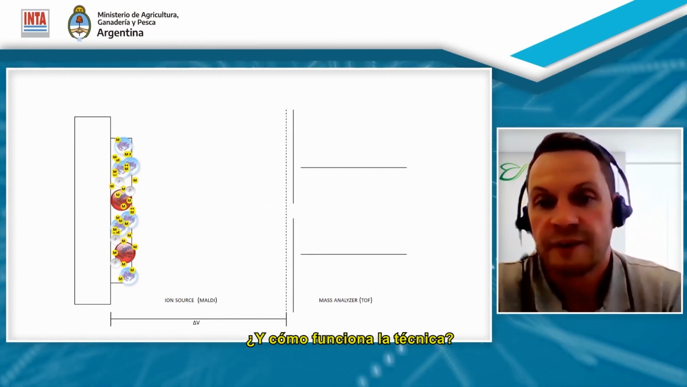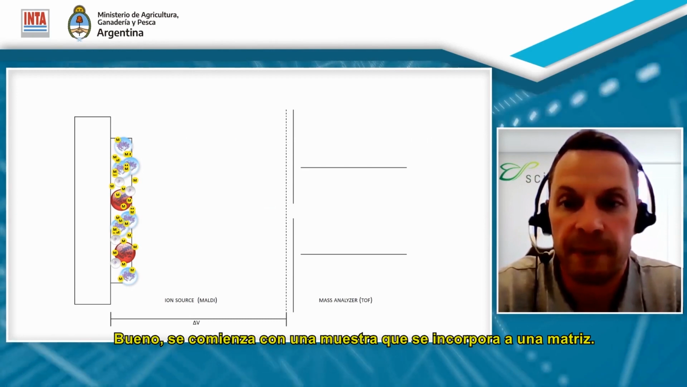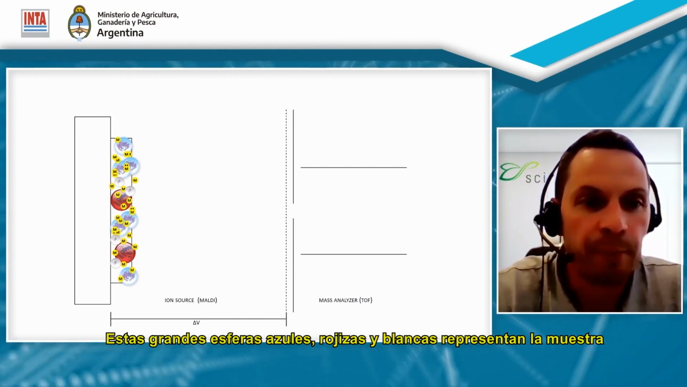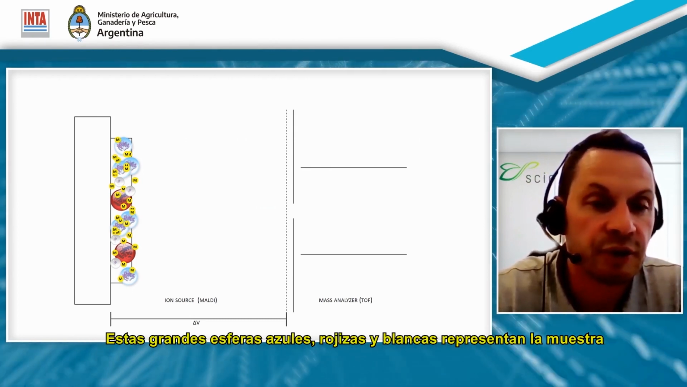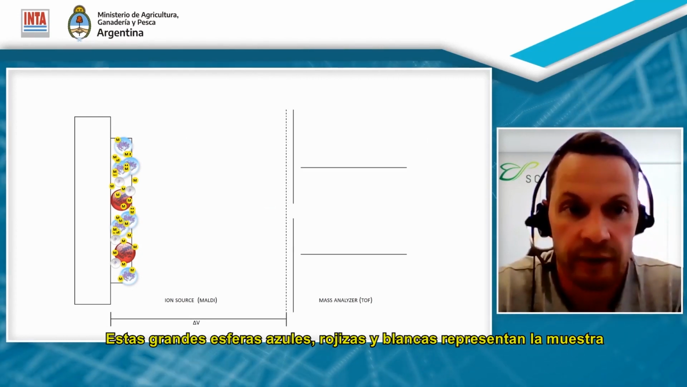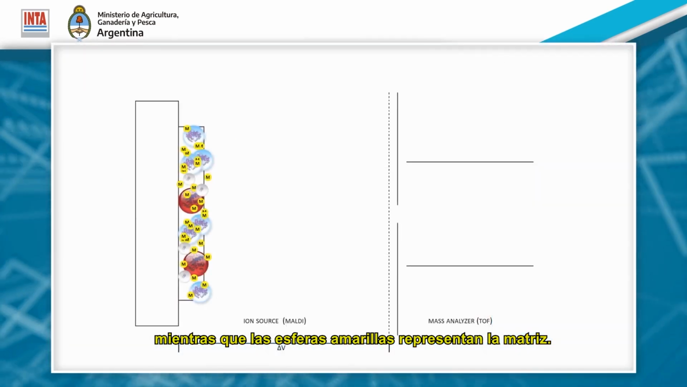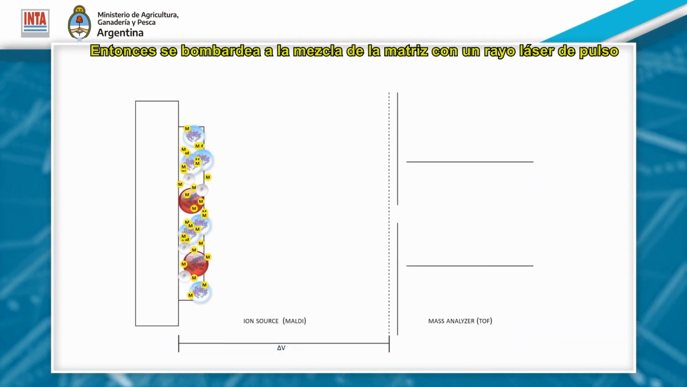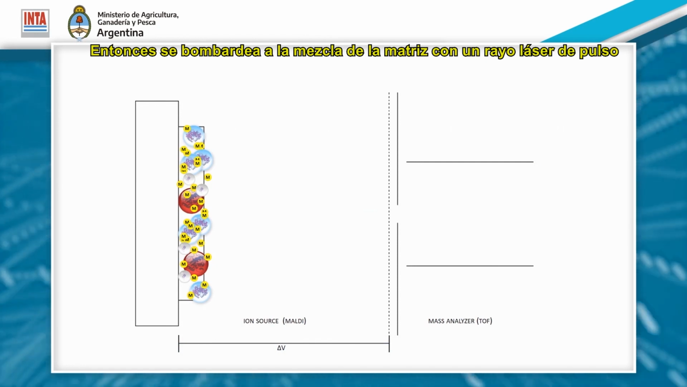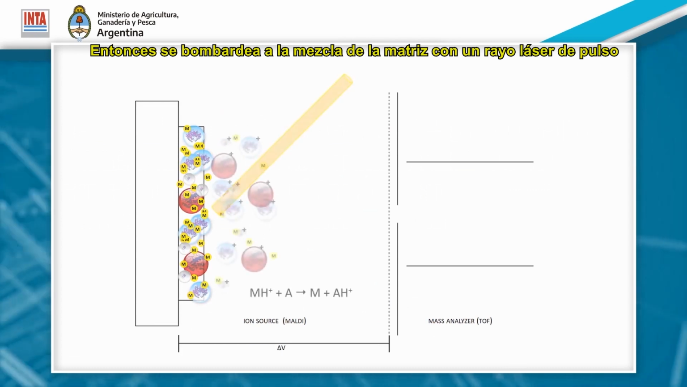Now, how does the technique work? Well, we start from a sample that is embedded in a matrix. The sample here is represented by the large blue, reddish, and white balls. The matrix is represented by the yellow balls. So this sample matrix mixture is targeted by a pulsed laser beam.